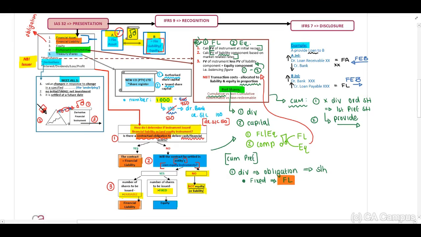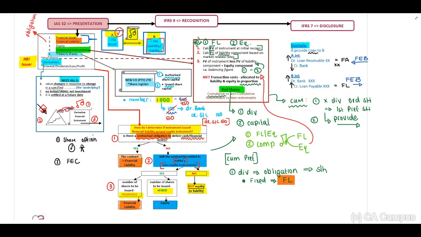Now, what are examples? This can be share options. Remember, a share option is a right provided to buy or sell shares in future. Therefore, guys, this is a right. This is not shares being issued. Number 2, foreign exchange contracts. Remember, a foreign exchange contract is an agreement under which an entity agrees to buy a certain amount of foreign currency on a future date.